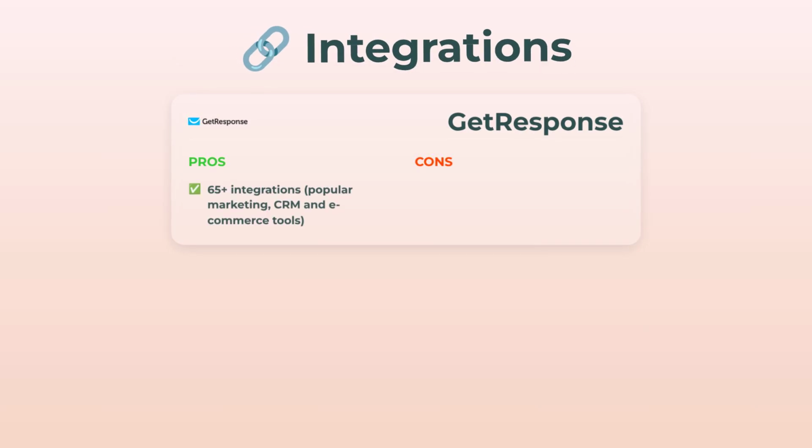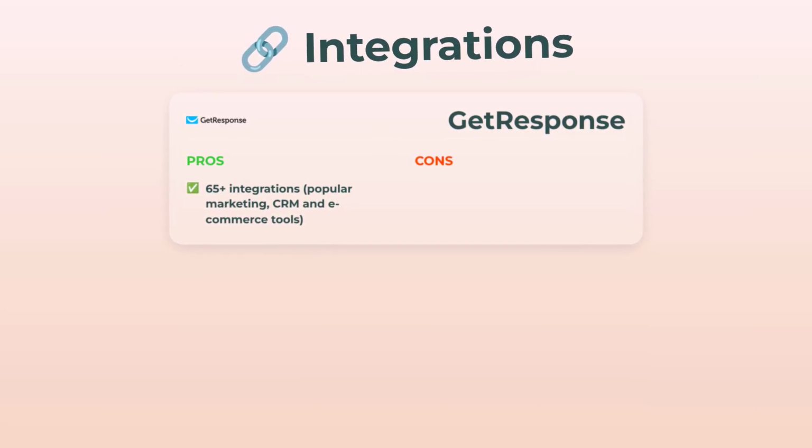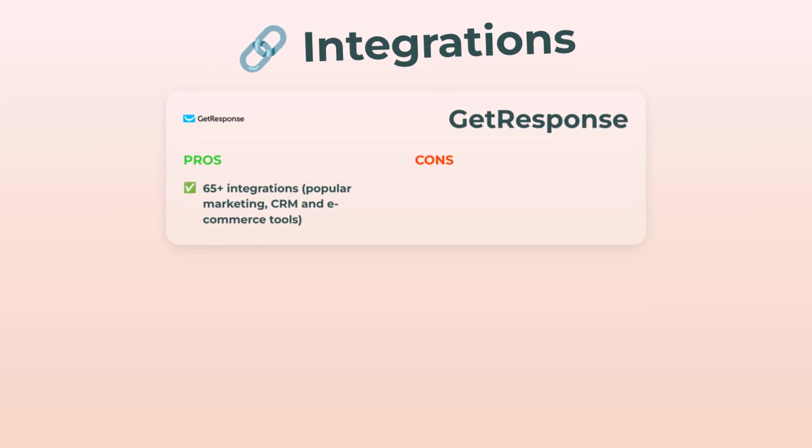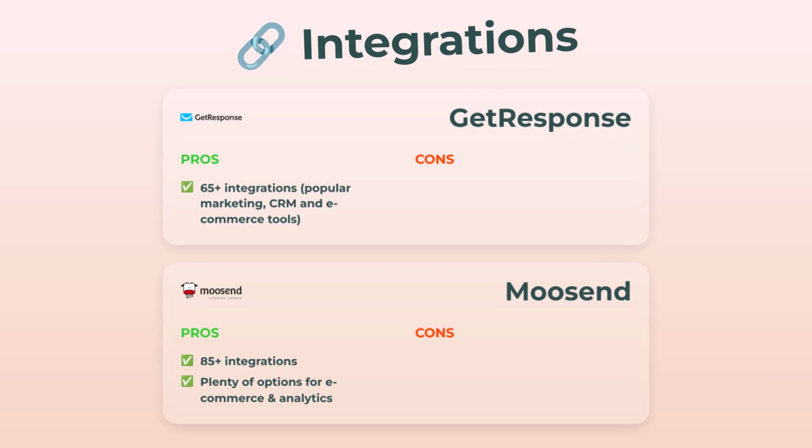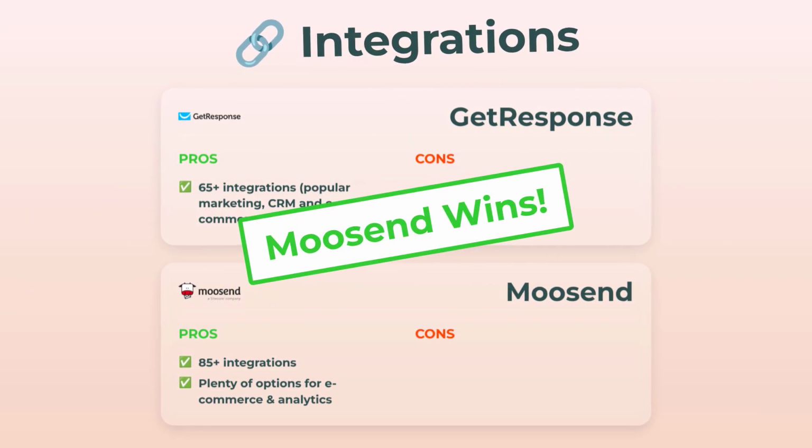Let's jump to integrations. GetResponse? Pretty solid, 65 plus. All the usual suspects in marketing, CRM, and e-com. You'll find what you need most likely. But Moosend, okay, wow, 85 integrations. Tons of e-commerce and analytics options. If your workflow is stacked with tools, this seriously makes it easy. So integrations winner? That's Moosend.